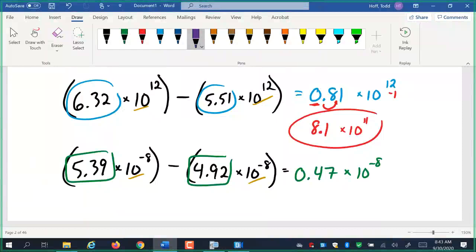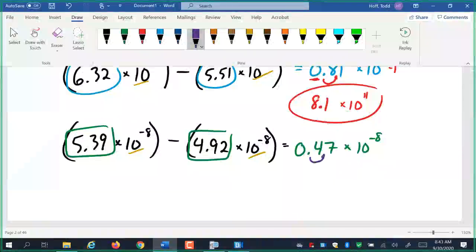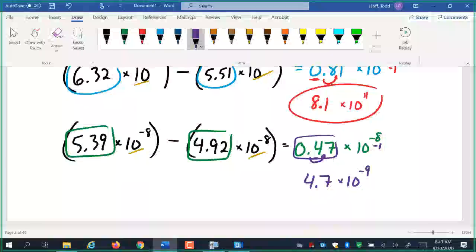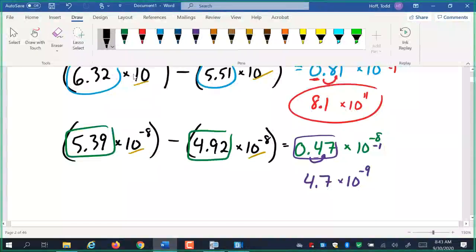Now again, that's not proper scientific notation. We need to move the decimal point a spot. We're going to move it over to make that 4.7. This number got larger, so the power of 10 has to get smaller. This got larger by 1 decimal place, so the power gets smaller by 1. So negative 8 minus 1 is negative 9. So it's 4.7 times 10 to the negative 9. So you have to be very careful, especially with the negative powers, to make sure you adjust those powers accordingly when you have to move the decimal point.